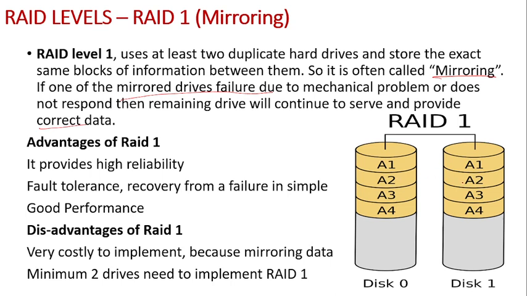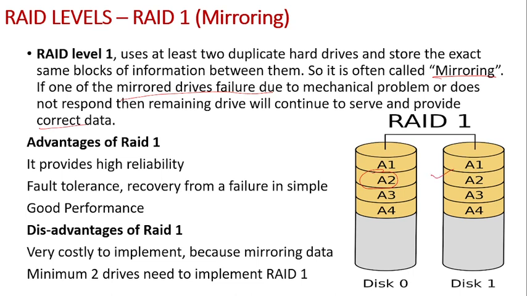Disk 2 has A1 as well. Disk 0 has A2, disk 1 has A2. So mirroring is the concept. Mirroring means duplication of the data. Whatever data is in disk 0 is duplicated and stored in disk 1, so that if any of these fails, it can be retrieved from here.